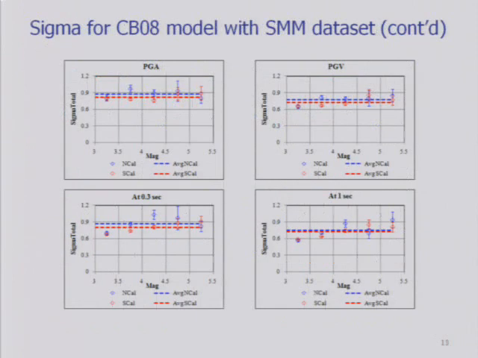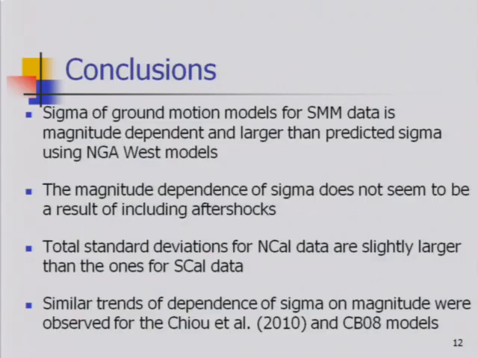These plots show the total standard deviation with magnitude for Northern California and Southern California data sets with the Campbell and Bozorgnia model. We see here that the standard deviation for the Northern California data set is slightly larger than for the Southern California data set. And again, we see the same pattern of magnitude dependence for both data sets.